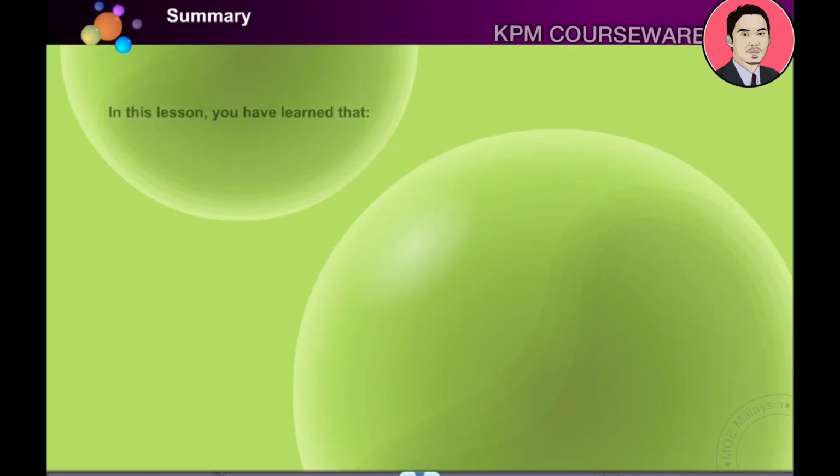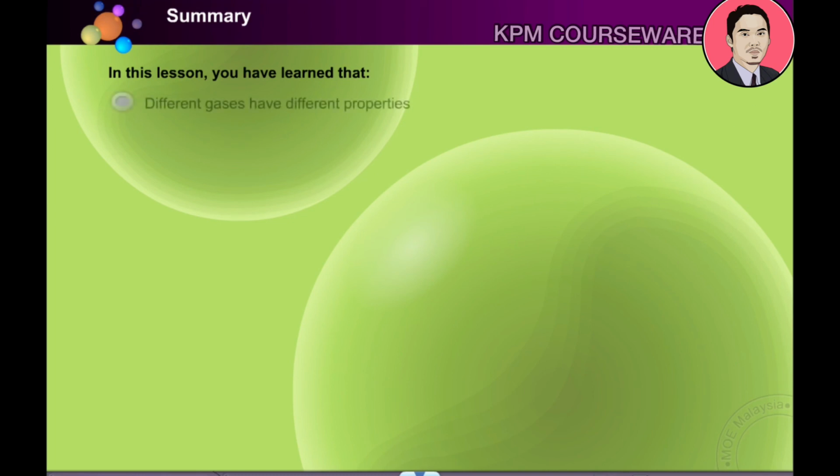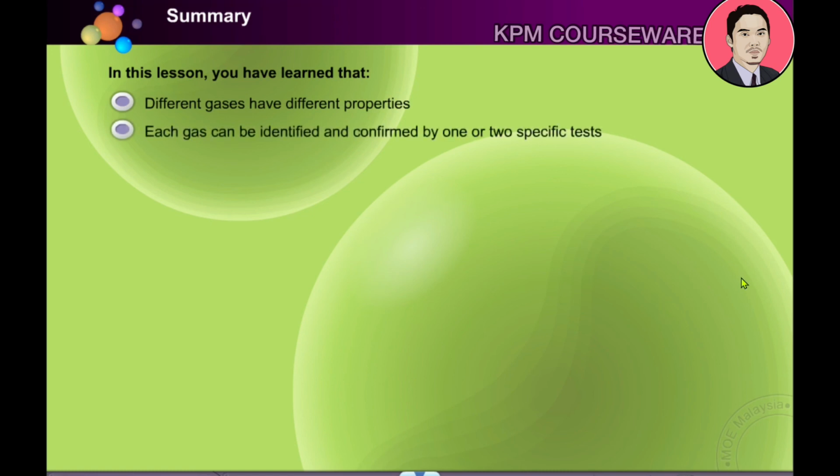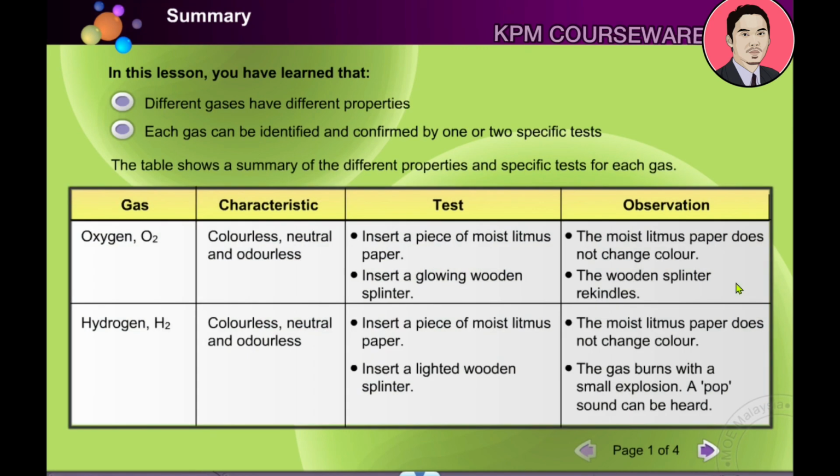In this lesson, you have learned that different gases have different properties. Each gas can be identified and confirmed by 1 or 2 specific tests. This table shows a summary of the different properties and specific tests for each gas.